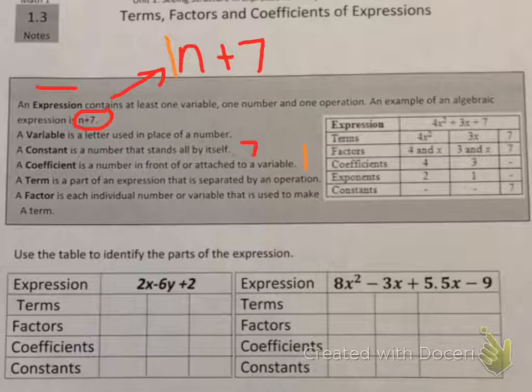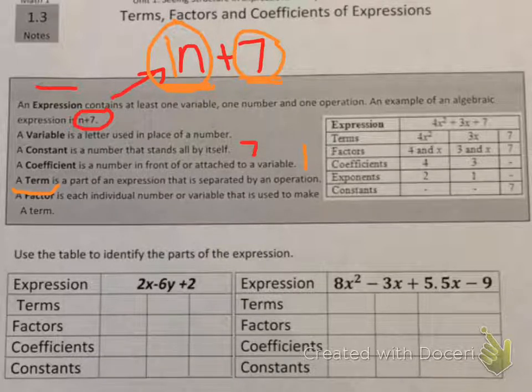Okay, the next definition is for a term. A term is part of an expression that is separated by an operation. So up here again on this n plus 7, I have two terms because in between them is that plus sign. So term 1, term 2. So two terms in that expression.